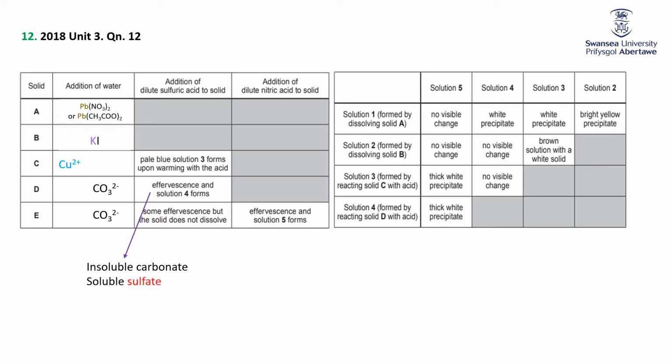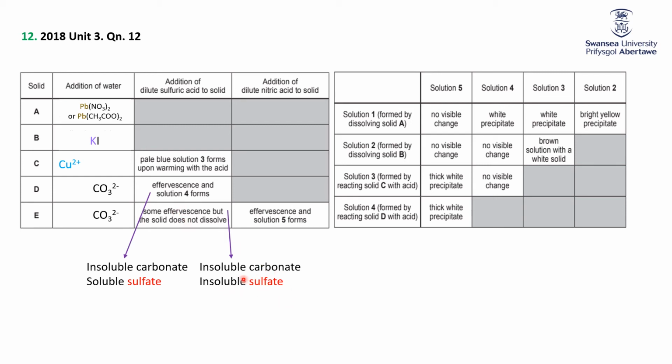So that tells us that D has an insoluble carbonate because it didn't dissolve originally in water, but it's got a soluble sulfate because when we added sulfuric acid to it, it dissolved. E, on the other hand, has an insoluble carbonate, again, because E didn't dissolve. But E also didn't dissolve very well when we added sulfuric acid to it, so it has an insoluble sulfate.